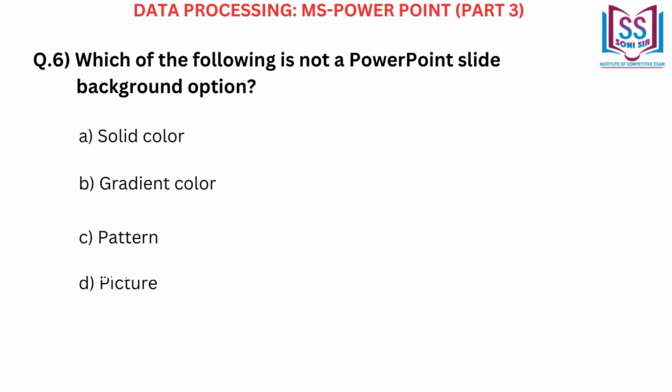Which of the following is not a PowerPoint slide background option? A. Solid color. B. Gradient color. C. Pattern. D. Picture. Correct answer B. Gradient color.